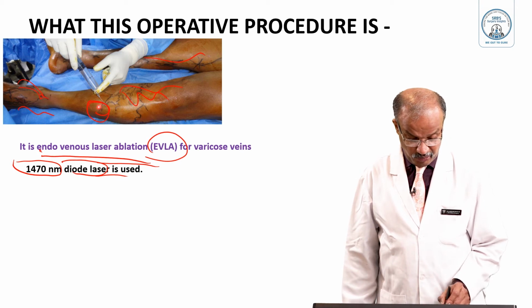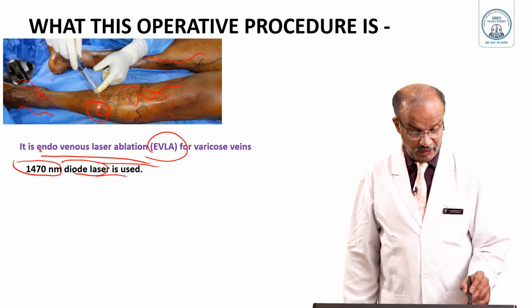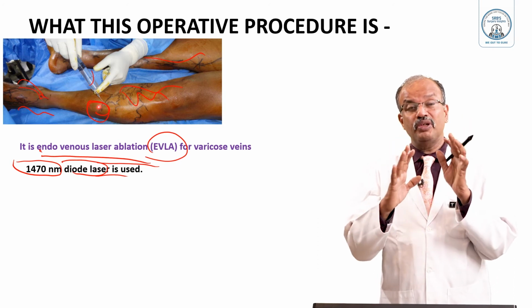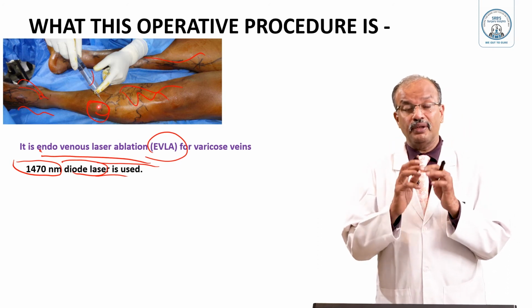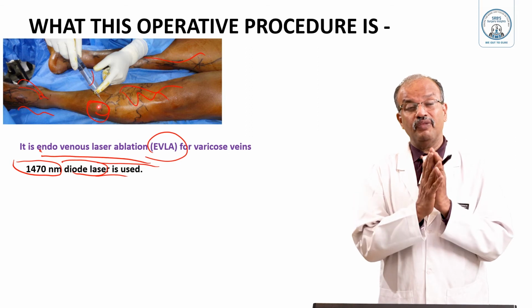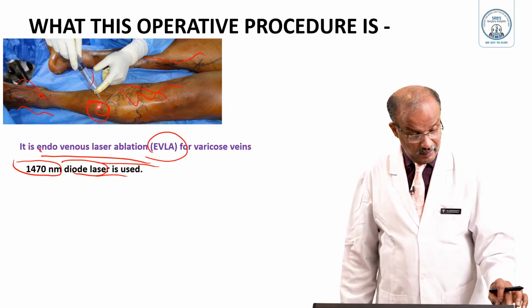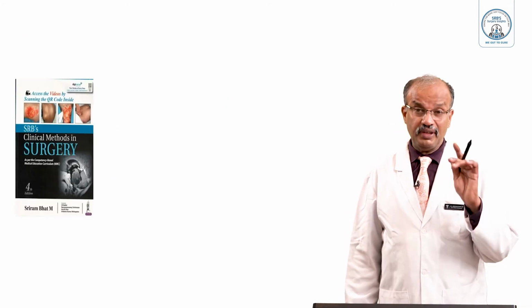Tumescent anesthesia is used while pulling out the laser fiber during ablation. It gives a tamponade that prevents burn injury to the skin and subcutaneous tissue. It gives very efficacious laser ablation of the varicose vein. So that is the laser ablation, remember.